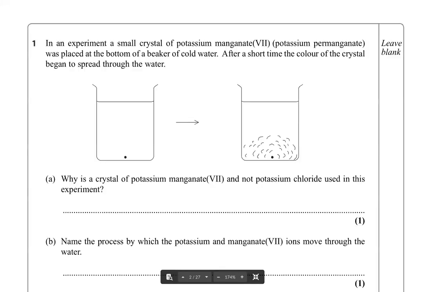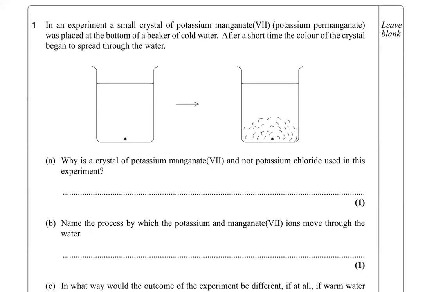Diffusion questions and answers. Question number 1. In an experiment, a small crystal of potassium manganate VII, potassium permanganate, was placed at the bottom of a beaker of cold water. After a short time, the color of the crystal began to spread through the water.